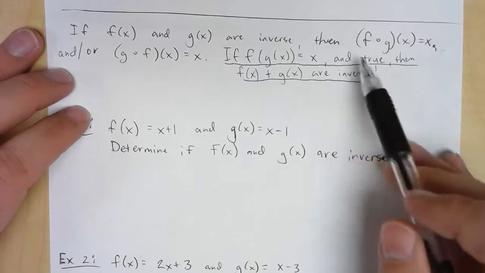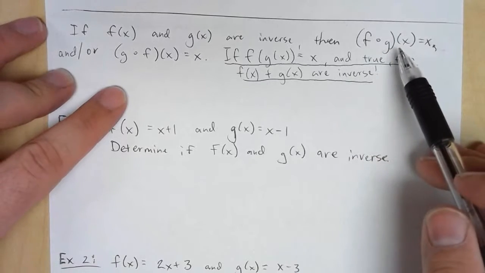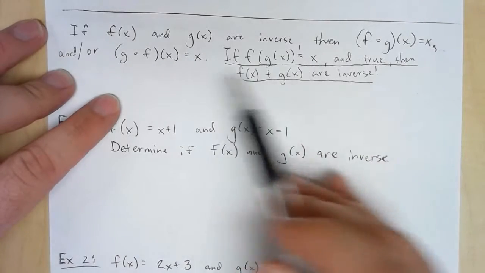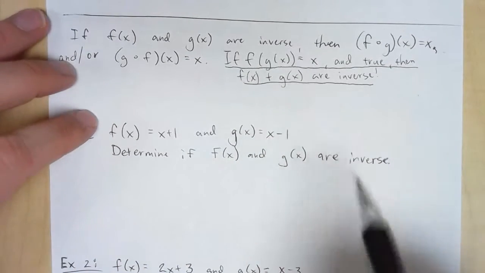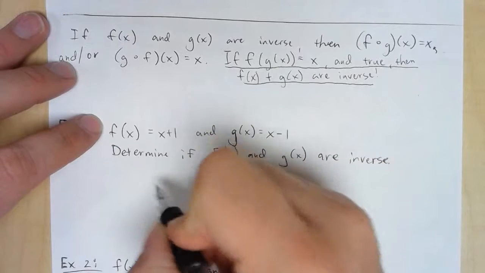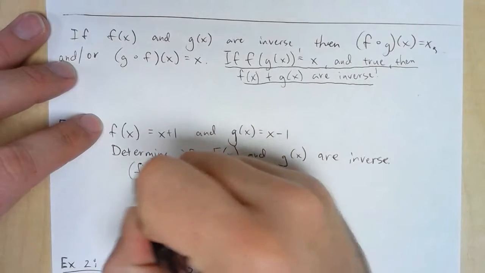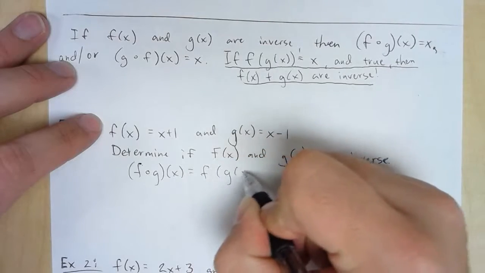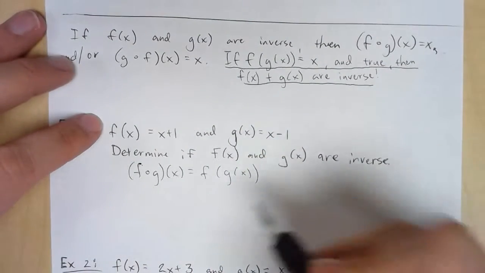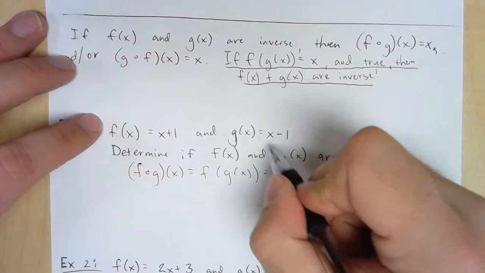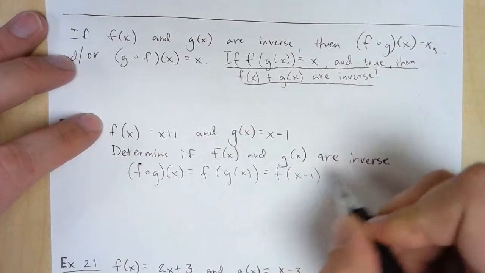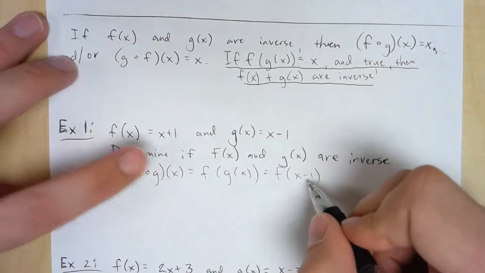We're going to use the fact that if this works, then they are inverse. This is our converse, so if it says it's our original, then we can flip it around, we get it backwards this way. So we're going to test f of g of x. So we're going to find f of g of x, which says that I'm going to put g of x into f of x. I'm going to find f of x minus 1.